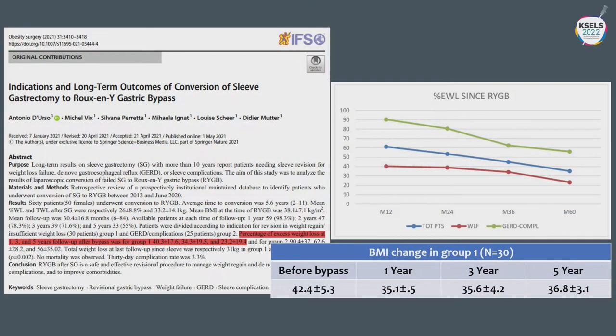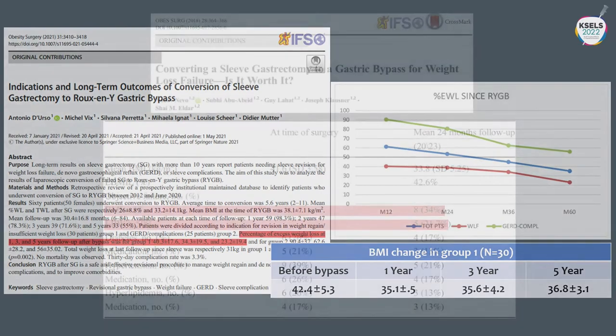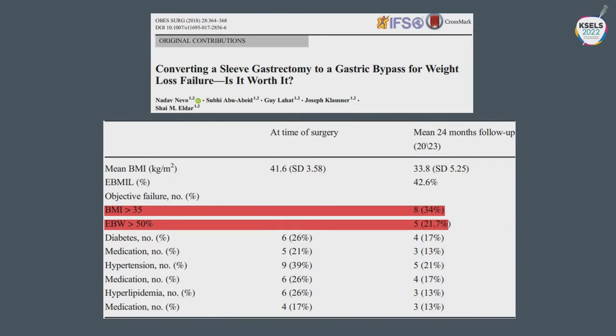And another long-term result also shows that BMI only dropped after bypass 5 years later, only five or six points. That's all. Same result.